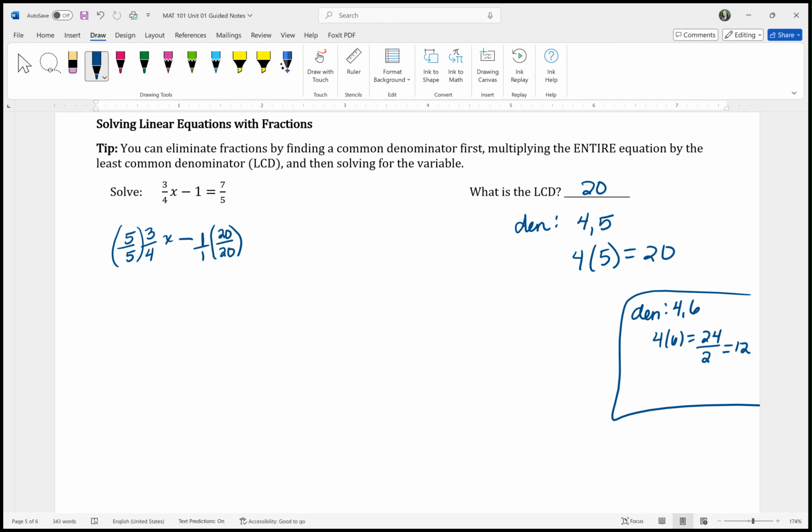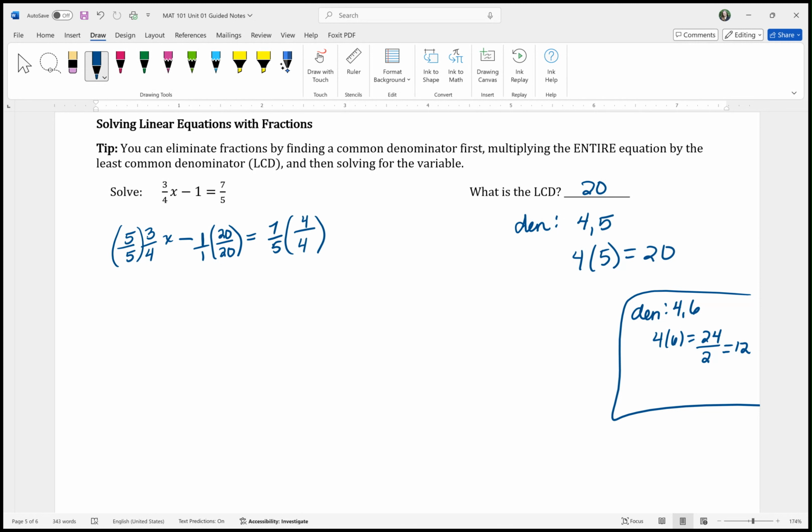A lot of people say, well, why do we have to do anything with the 1? Because it's not a fraction. You're right, but it needs to be included in this. Anytime we're doing something, we're doing it to all of the terms. Equals 7/5, and we need this to have a denominator of 20. What do I multiply 5 by to get 20? Or 20 divided by 5 is what? That's 4. So 5 times 4 on the bottom is 20, but if I multiply by 4 on the bottom, I have to multiply by 4 on the top.